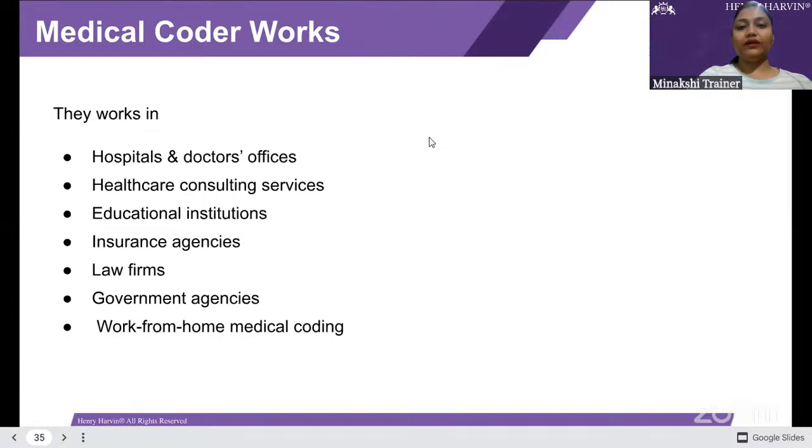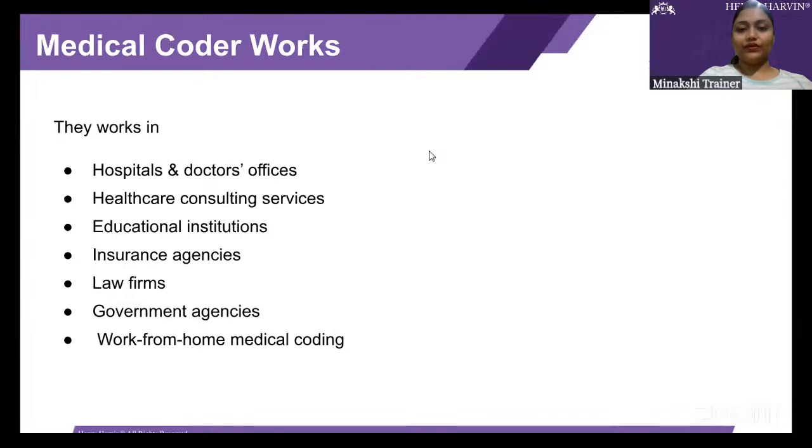Next, I want to explain where the coders will be working. Where the coders will be working.